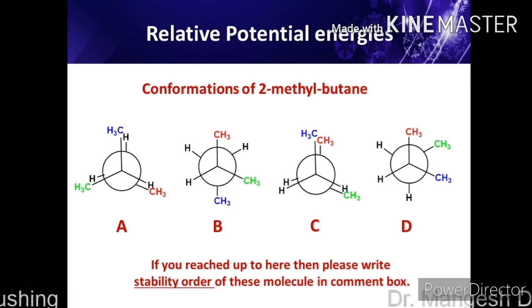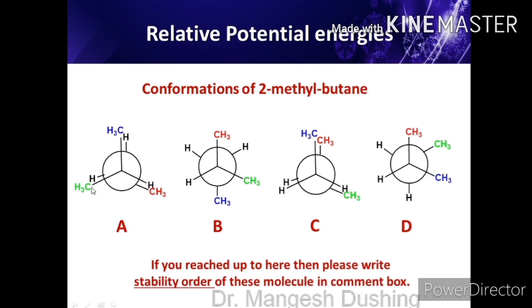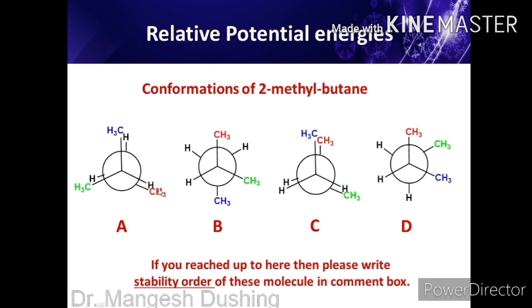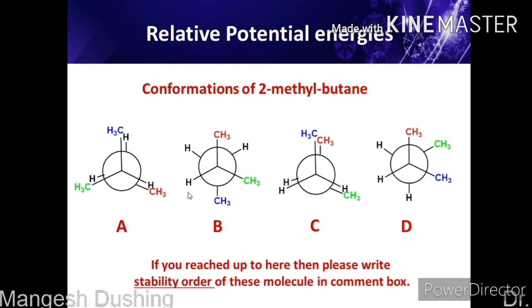So we'll see the conformations of 2-methylbutane. This is structure number A. In this case, this is the eclipsed structure. Methyl hydrogen is eclipsed, methyl hydrogen eclipsed, methyl hydrogen eclipsed. If methyl hydrogens are eclipsed, energy will be 1.3. So here also the same, 1.3, 1.3. So the total energy of the molecule is 1.3 plus 1.3 plus 1.3, that will become 3.9 kilocalorie per mole.